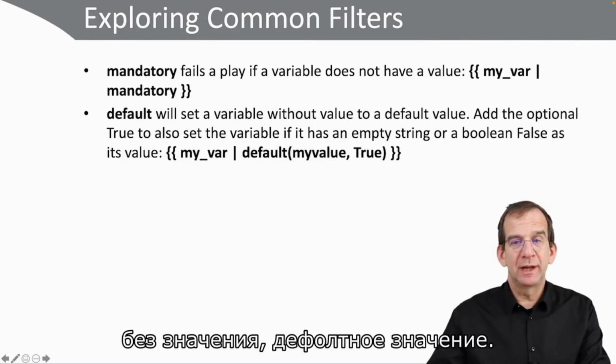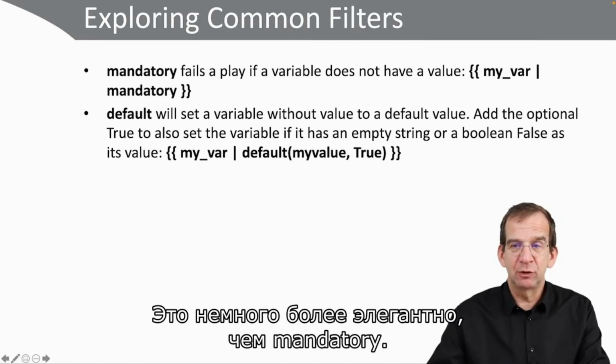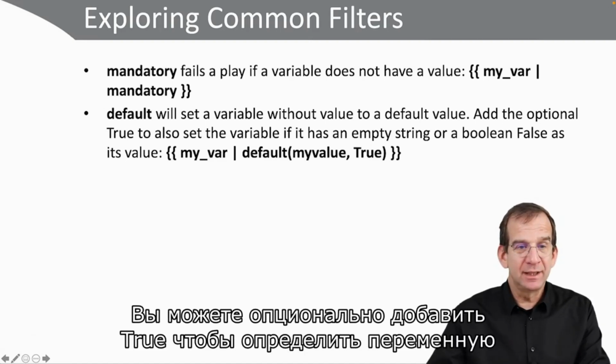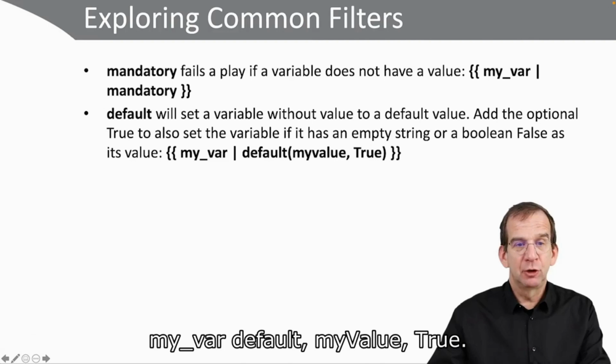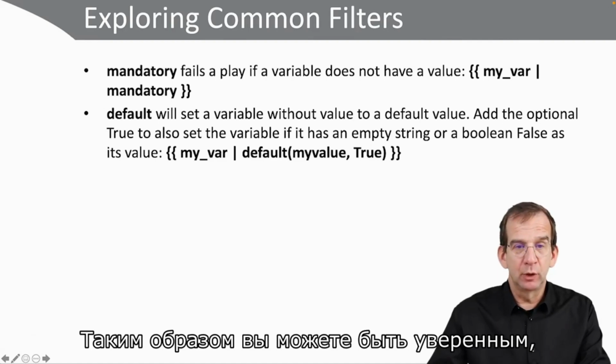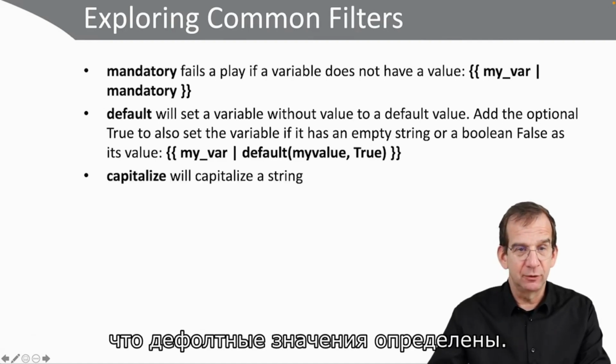Default will set a variable without value to a default value. It's a little bit more elegant than mandatory. You can add the optional true to also set the variable if it has an empty string or a boolean false as its value. So we have my var pipe default, my value, comma true. So that is how you can make sure that default values are assigned.